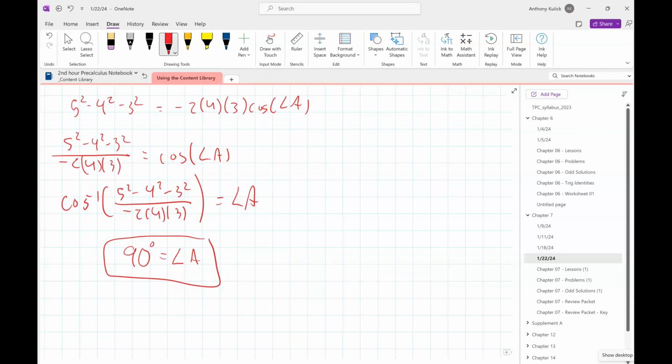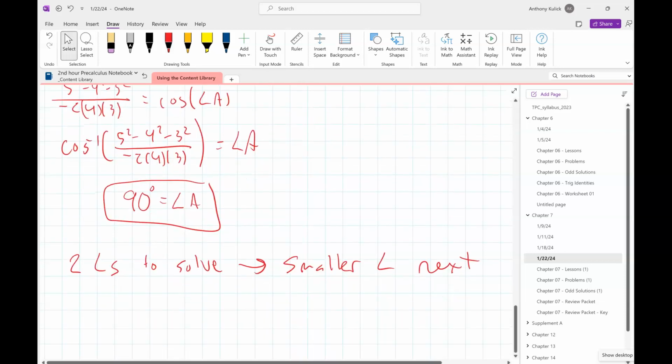Now let's pretend that we can't. With 2 angles remaining to solve, which angle should I solve for first? The bigger or smaller of the two? It can matter, I should say. It won't in this case. The smaller next, yeah. So whenever you have 2 angles remaining to solve, you want to find the smaller of the two first.